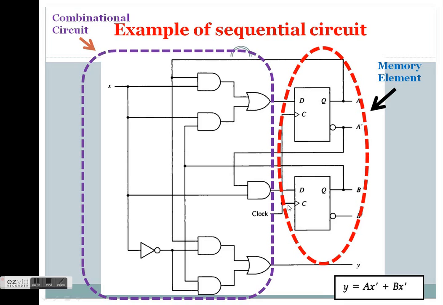Students, you can also observe that it is receiving the input X, and it is also using the value stored in the flip-flop as an input for the next state, and it is giving output Y. The equation for the output Y is AX bar plus BX bar, where A and B are the output values stored in the flip-flop, and X is the input given to the circuit. So in sequential circuits, the output not only depends upon the present input values, but also upon the previous output values stored in the memory.